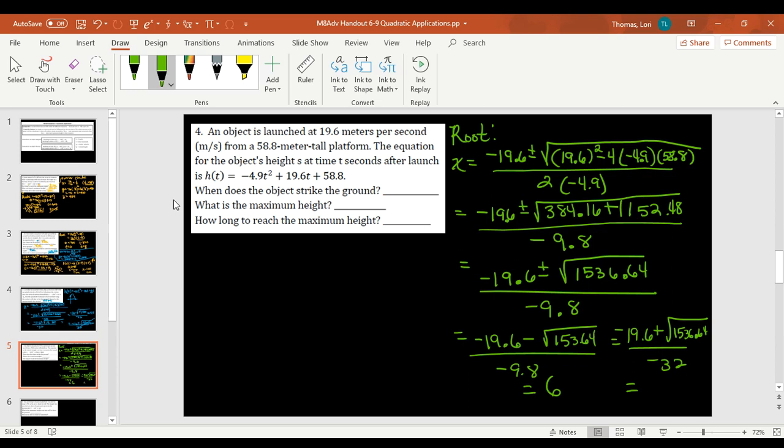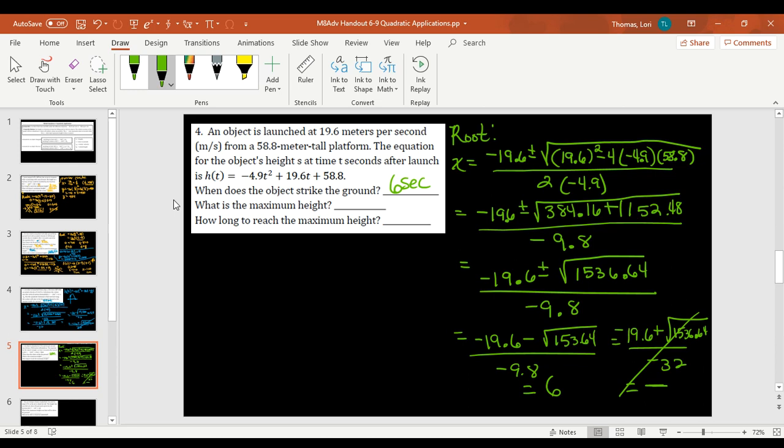This would give us our negative. Again, we're not starting on the ground, so we would have a negative root, so we can just discard that. So when does the object strike the ground? After 6 seconds of launching. What is the maximum height, and how long does it take?